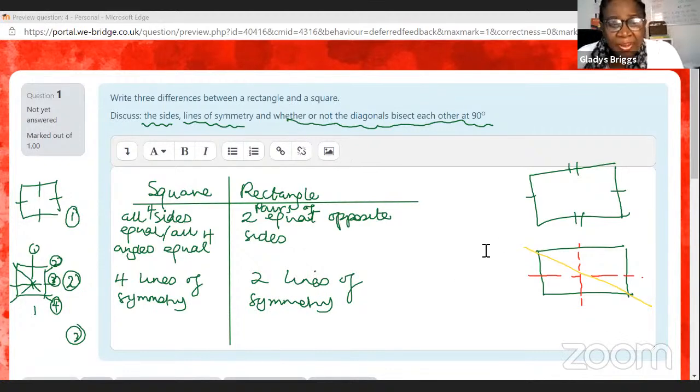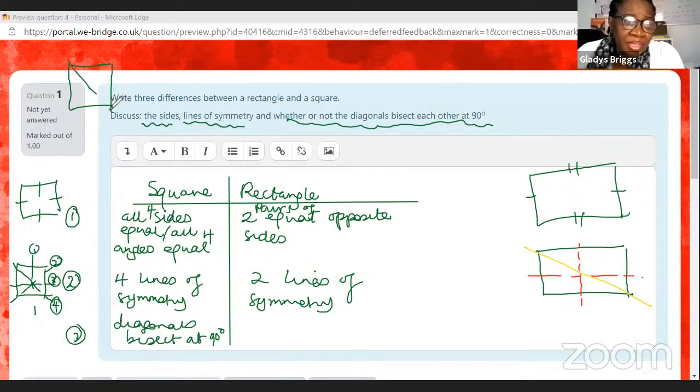Now, what about the diagonals? Do they bisect each other at 90 degrees? On a square, the diagonals bisect each other at 90 degrees. So here's how you can show that one. You have that and you have the 90 degrees. You can see them bisecting each other at 90 degrees. On a rectangle, the diagonals bisect each other, but not at 90 degrees.